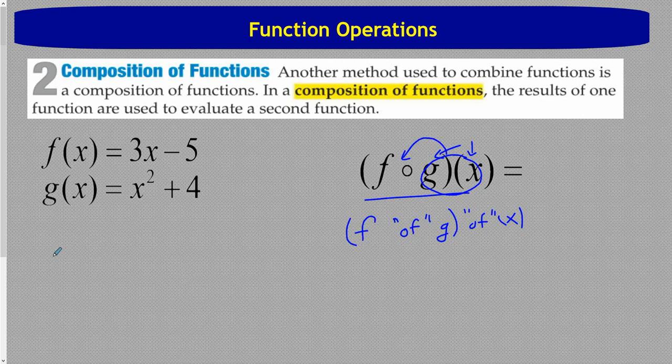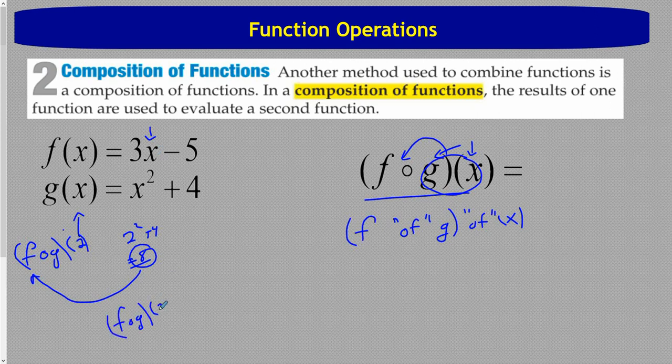Okay, so let's say we wanted to do, just for a sidetrack here, f of g, it's not fog, it's f of g of 2, right? Which means I'm going to take 2 and plug it in for x in g. So 2 squared plus 4 is 4 plus 4 is 8, right? So g of 2 is 8. So I'm going to take that 8, and that's going to go in for f. So f of g of 2 is equal to, when I plug 8 in for this guy, 3 times 8 is 24, minus 5 is 19. So f of g of 2 would be the 24 minus 5, or 19.